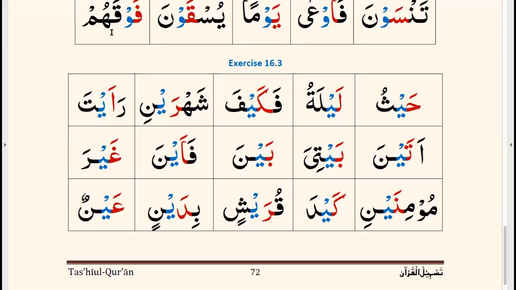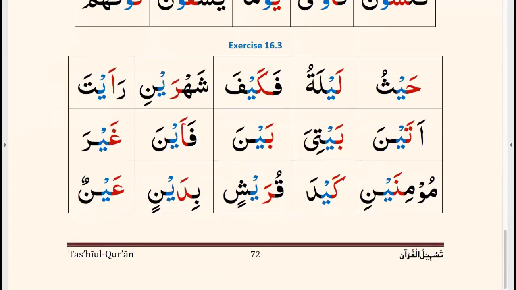Let's start with the tasmiya. A'uzu billahi min shaitanir rajim. Bismillahirrahmanirrahim. Very nicely recited. Let's start with this example here. Very nice. You did spot the ya lean. Just prolong it for a little tiny bit longer. Fakaifa. Very nice. And this example for me, please. Baina. Very nice. That was perfectly read.